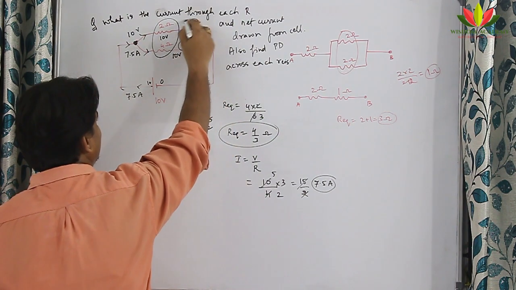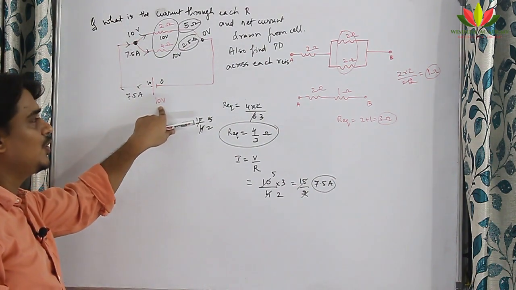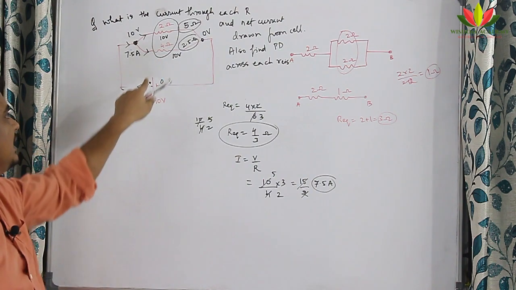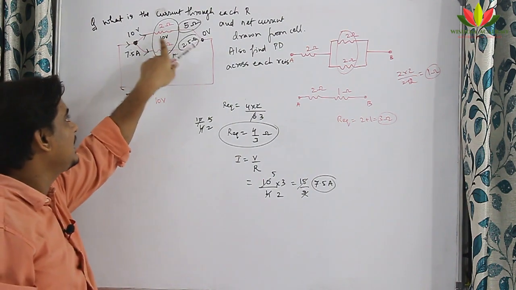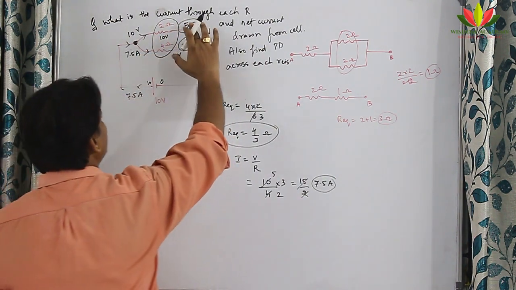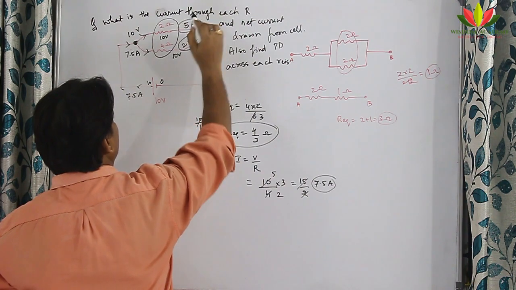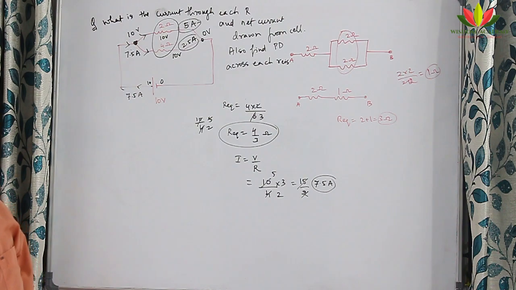So can you see it came exactly equal to 7.5. So if you are connecting a 10 volt battery in this network, then the net current drawn by the cell will be 7.5 ampere, and the current in each resistor, for 2 ohm resistor it is 5 ampere, sorry, and for 4 ohm it is 2.5 ampere. I hope you understood what I have done now.